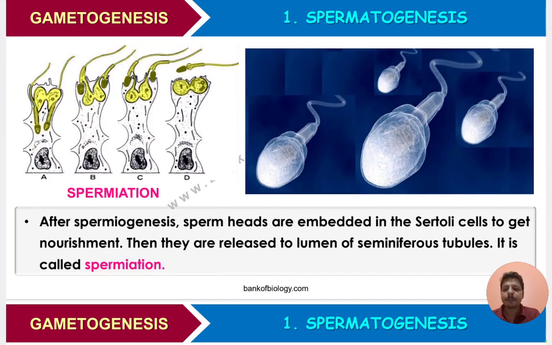Again, after spermiogenesis, the sperm head gets embedded in the Sertoli cells to get nourishment, because we already know the function of the Sertoli cell: it provides nourishment to the newly formed sperms. Then they are released to the lumen of the seminiferous tubule. It is called spermiation.